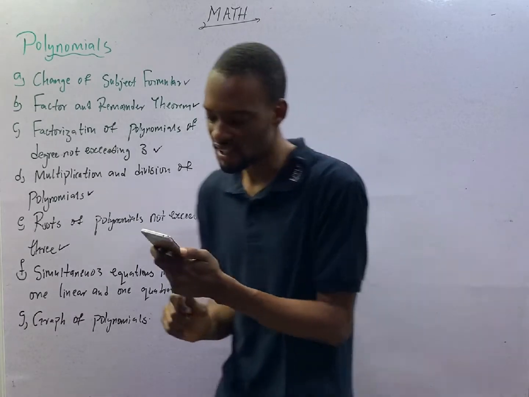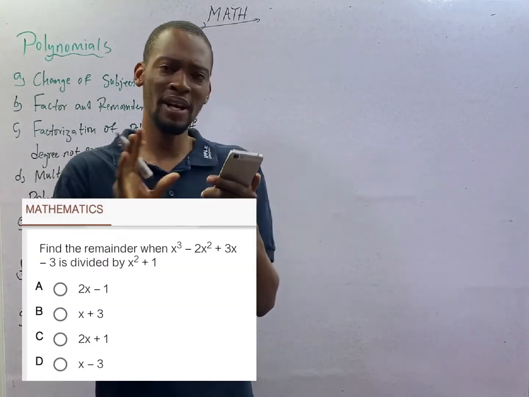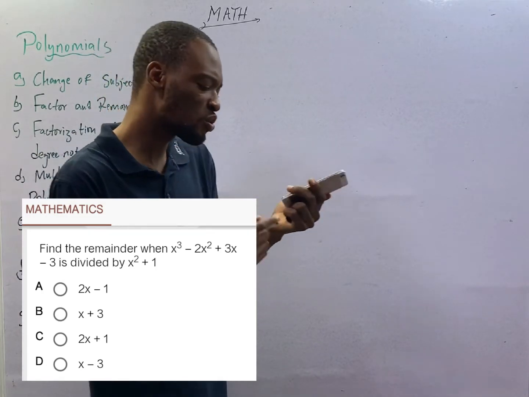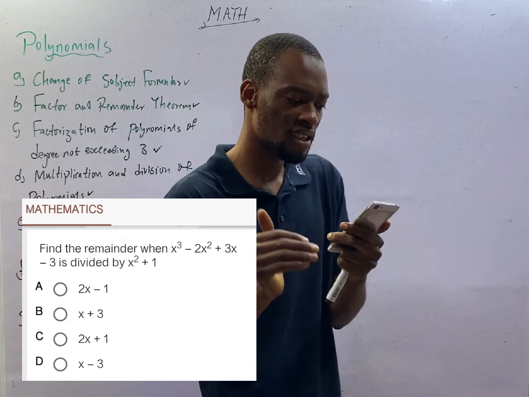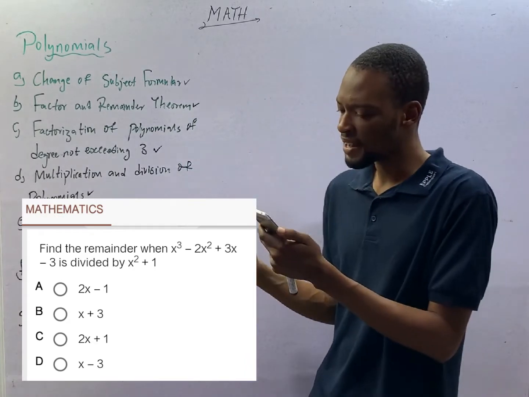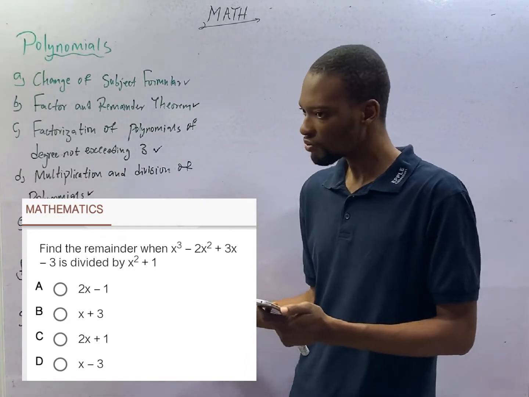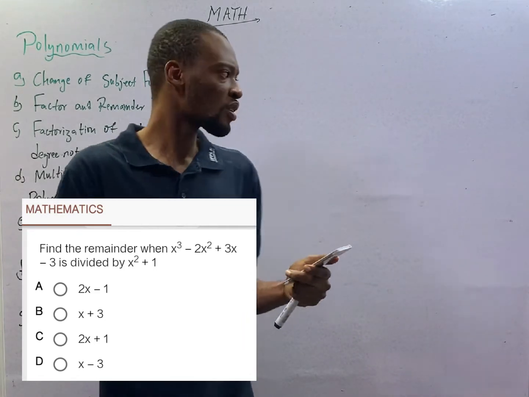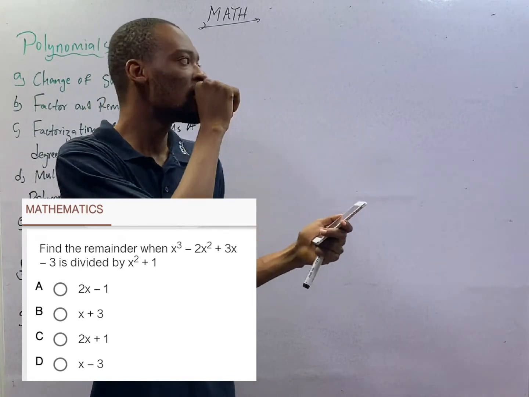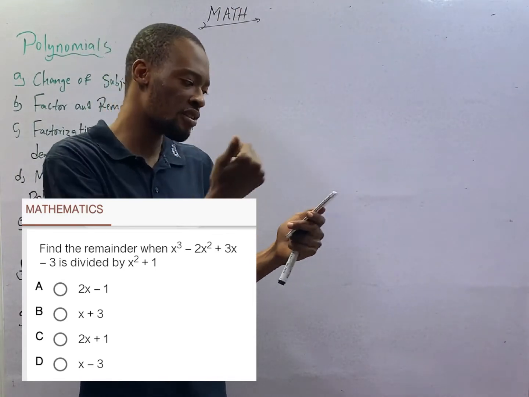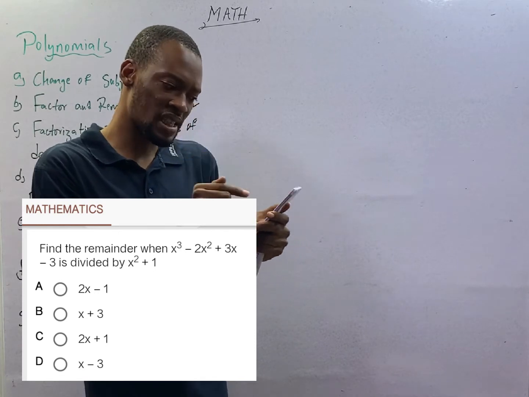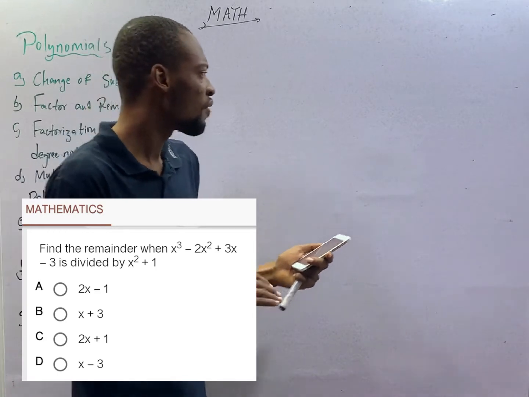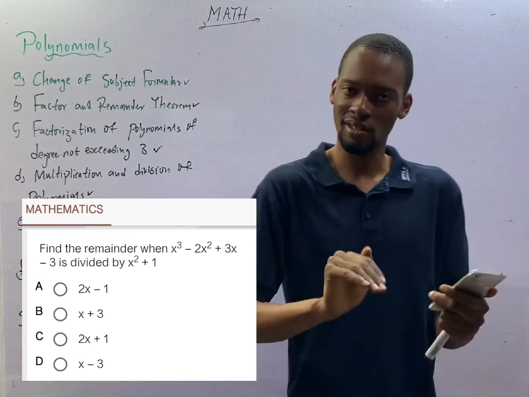The first question we have here says, find the remainder when s cubed minus 2s squared plus 3s minus 3 is divided by s squared plus 1. In this case, we are dealing with division of polynomial. When you divide a polynomial, you get the quotient and you get a remainder. The divisor here is a quadratic polynomial. As such, the easiest thing for us to do is long division.